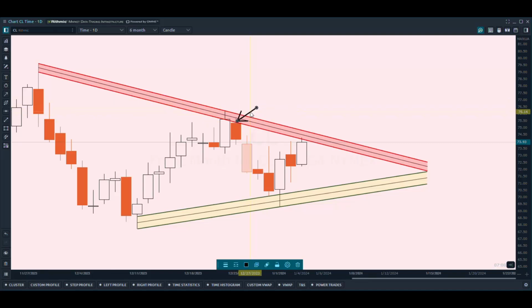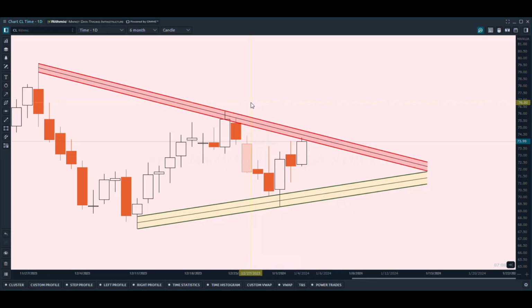And so the zone really gives you some flexibility. It gives you flexibility on scaling in or scaling out of a position, because you can use, let's say, the bottom or the top of the zone as a partial scale out or a full scale out, depending on what part of the zone you're looking at.